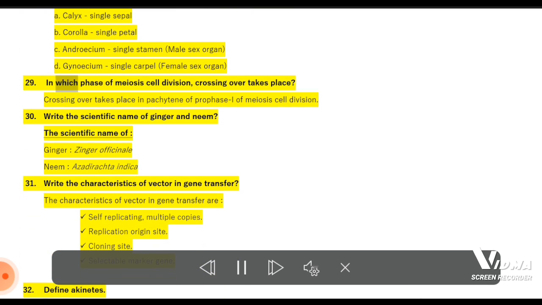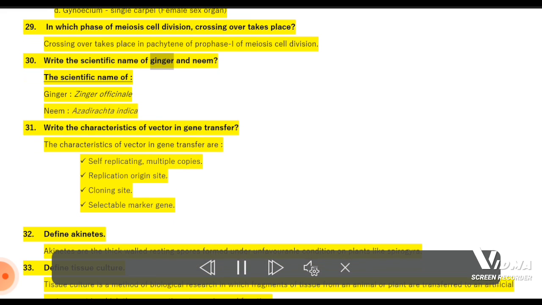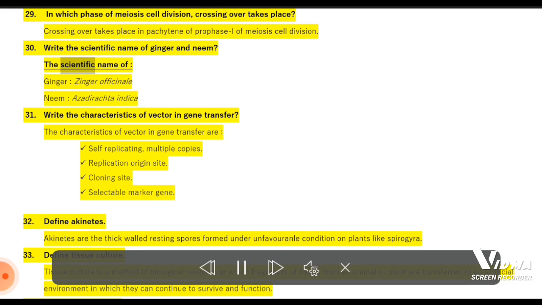29. In which phase of meiosis cell division does crossing over take place? Crossing over takes place in pachytene of prophase I of meiosis cell division. 30. Write the scientific names of ginger and neem. The scientific name of ginger is Zingiber officinale. Neem, Azadirachta indica.